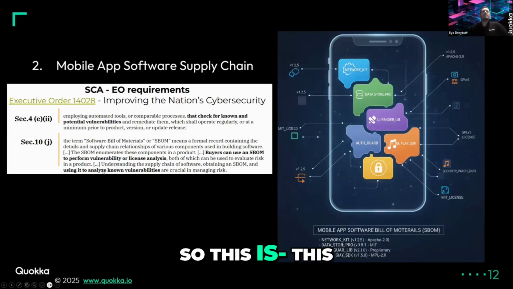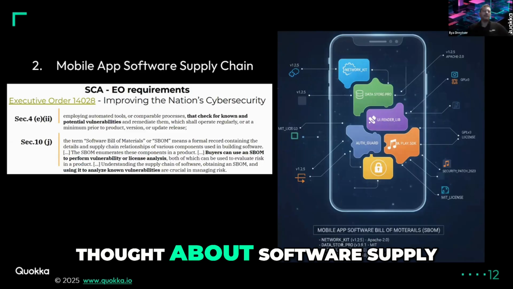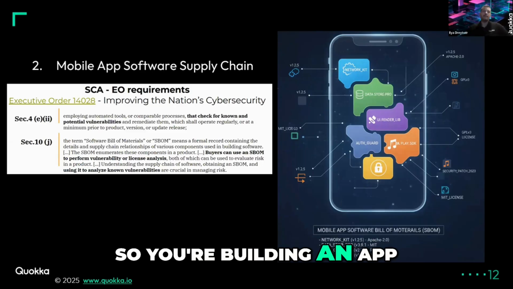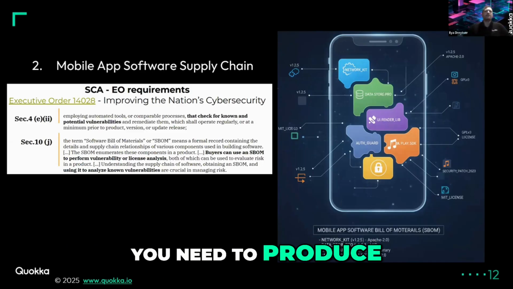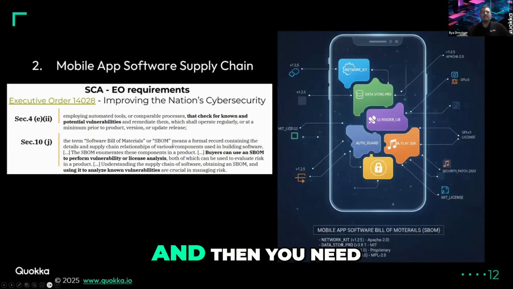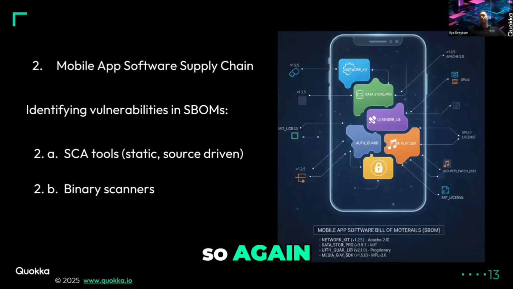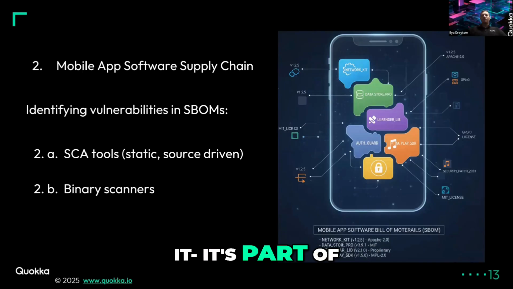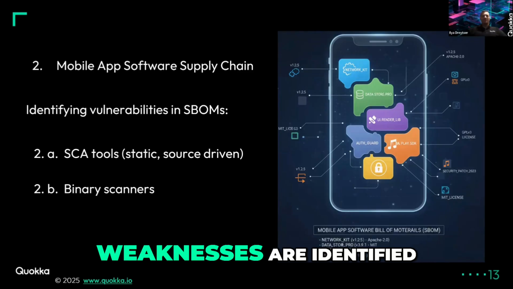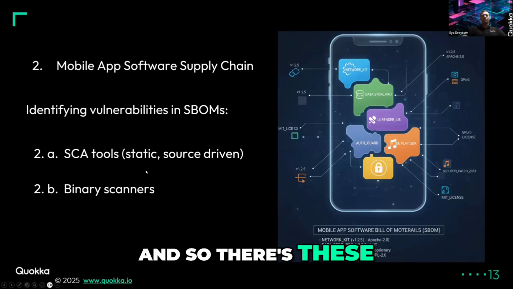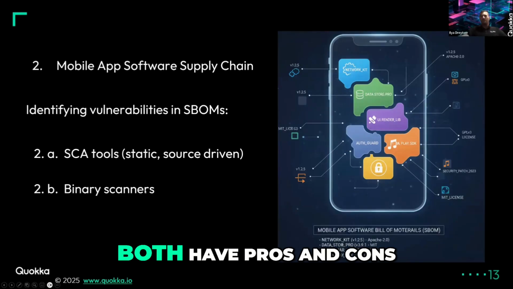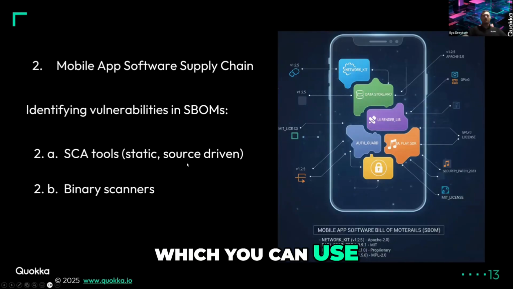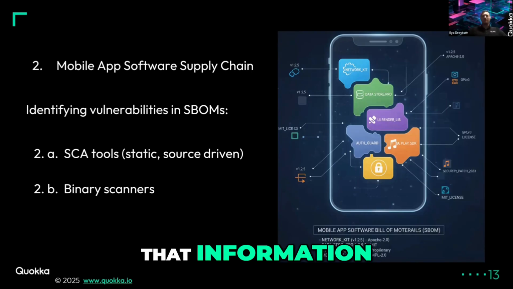So this is the traditional, if you will, thought about software supply chain for an app. So you're building an app, you have some third-party libraries, you need to produce a software bill of materials, and then you need to identify any vulnerabilities. So again, if you're building a mobile app and your job is to put together that SBOM, it's part of your job to also ensure that vulnerabilities or weaknesses are identified. And so there's these two different approaches, which both have pros and cons, which you can use to identify and ultimately fix, or at least publish for your customers that information.